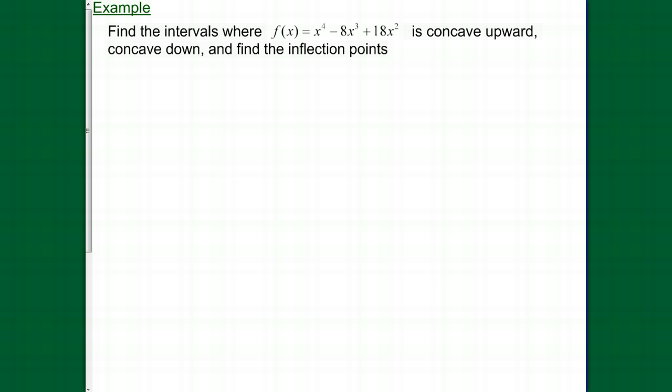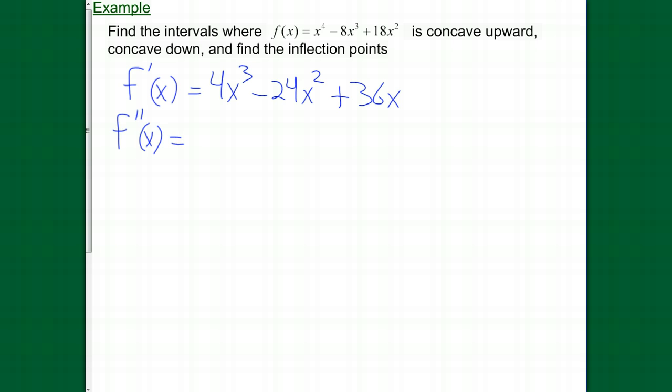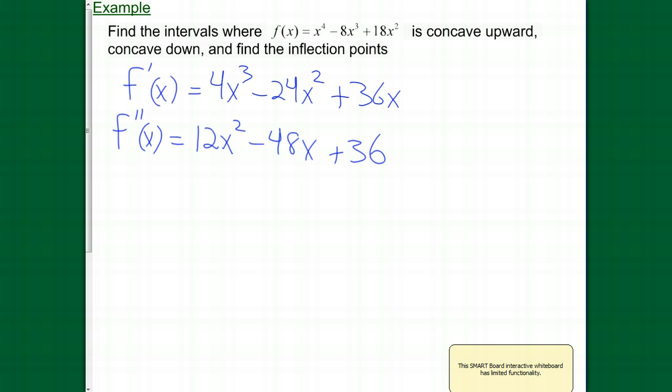Find the intervals where this function is concave up or concave down. Find the inflection points. So you got to start with finding the first derivative. We really want to get to the second derivative, but we got to find the first derivative first. So we get 4x cubed minus 24x squared plus 36x. And I'm just going to go right to the second derivative: 12x squared minus 48x plus 36.